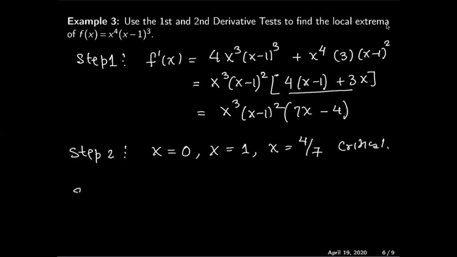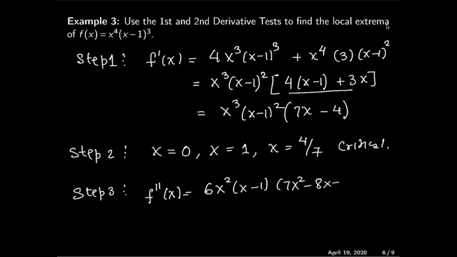Step number 3 is going to be a bit more challenging, but it's just a polynomial function. If you use the product rule 3 times, you will calculate the second derivative of this function. I already calculated the second derivative, so this is 6x squared, (x minus 1), (7x squared minus 8x plus 2). I calculated the second derivative and then simplified, but you don't have to simplify the second order derivative.